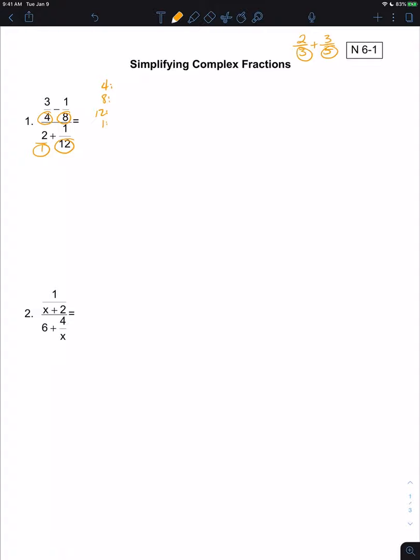So in this case, 4, 8, 12, 16, 20, 24, which I think 24 will be it. But 8, 16, 24, then 12 and 24, and we know 24 would also be a factor of 1. So 24 is our common denominator.